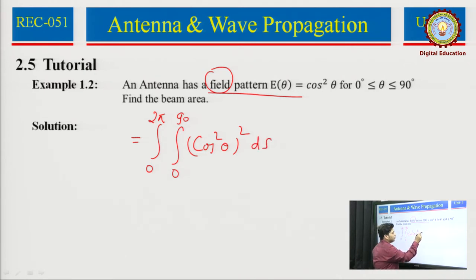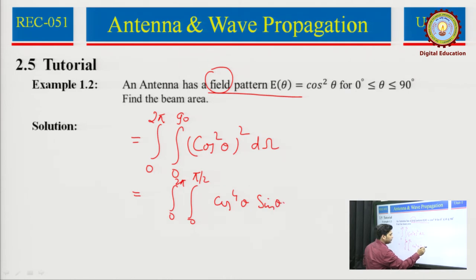Again, same value d omega. D omega was sin theta d theta d phi. Okay. So, how do you solve it? Again, 0 to 2 pi, 0 to pi by 2, 90 degrees, cos 4 theta into sin theta d theta d phi. Separate the d phi and theta terms and solve it. Again, 0 to 2 pi d phi, how much?